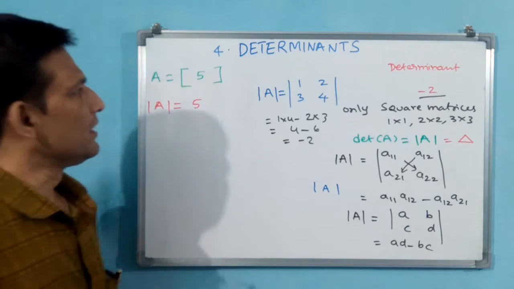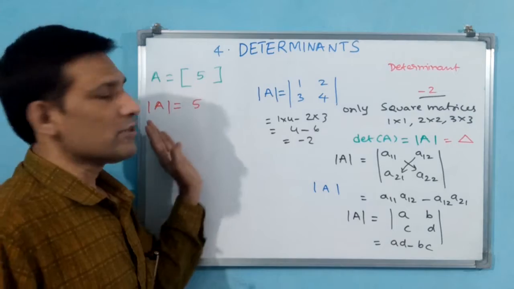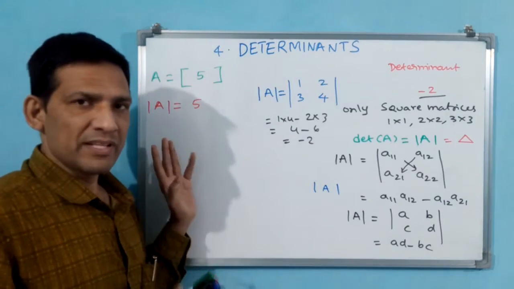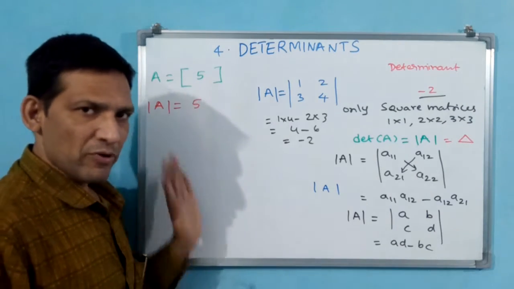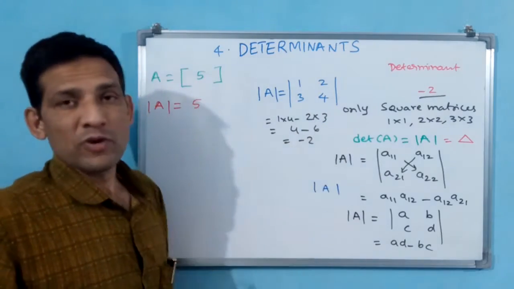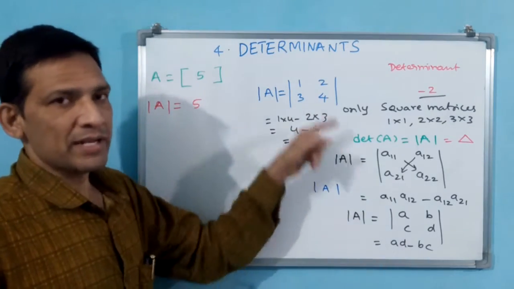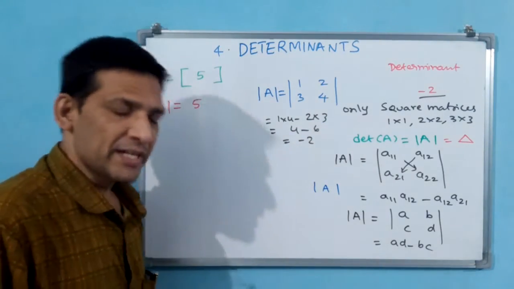Now we have seen 1 by 1 and 2 by 2, both. For 1 by 1 there is no operation, simply the same number we are going to write. If a 2 by 2 comes, you have to write AD minus BC as the determinant.